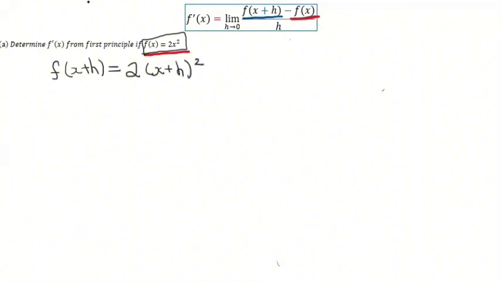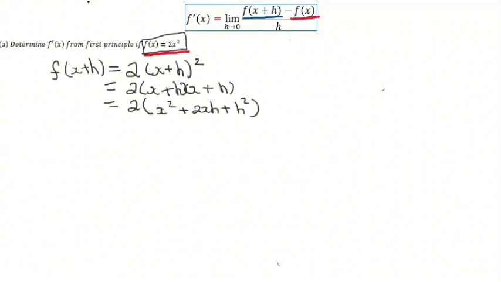Once you have done that, you can simplify this because we don't want to keep a complicated equation like this. So let's just simplify this problem. We're going to have 2 open bracket x plus h, times x plus h. So I'm going to simplify this for you. We're going to get x squared plus 2xh plus h squared. So when you simplify this, you're going to get something like this.